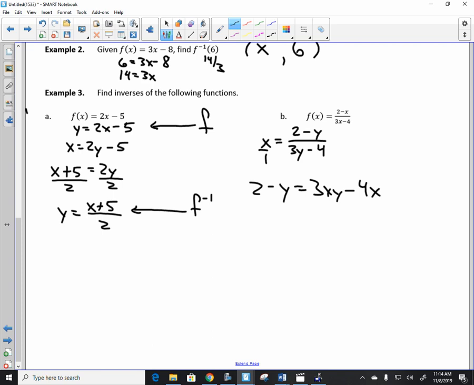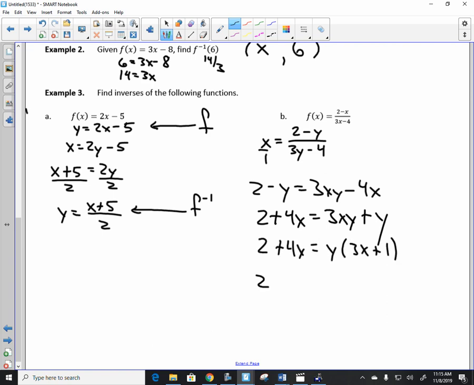We add over the 4x and get 2 plus 4x is equal to 3xy plus y. Carson said factor out the y. 2 plus 4x is equal to y times 3x plus 1. So 2 plus 4x over 3x plus 1 is equal to y. Pretty sweet, huh? Flip it over.